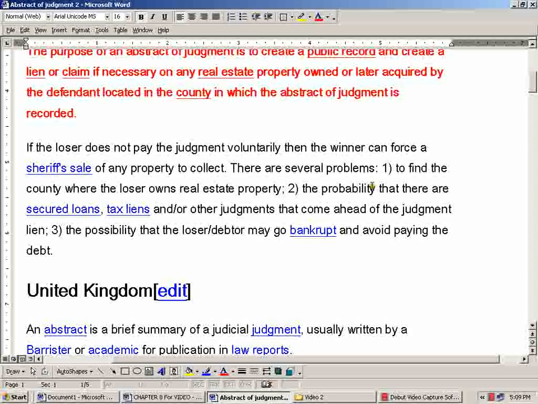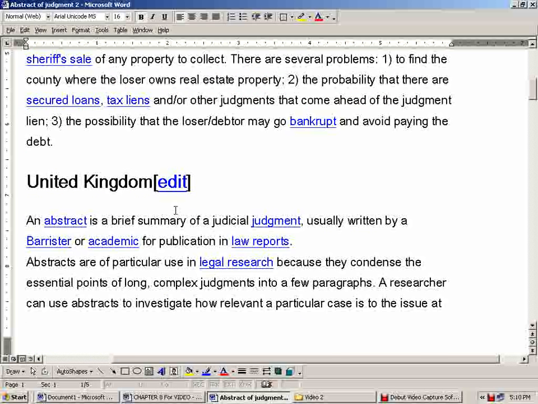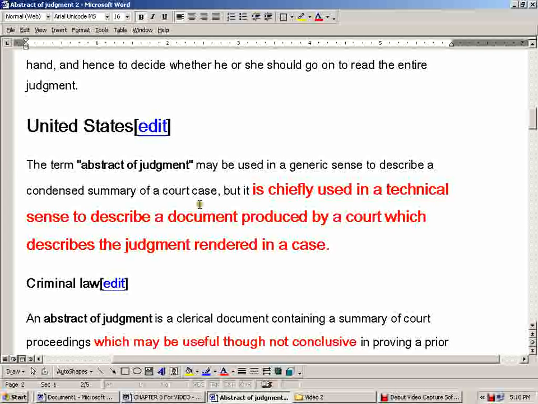Oh, the probability that there are secured loans, tax liens, or other judgments that come ahead of the judgment lien. Yeah, okay, it could be. The possibility that the loser debtor may go blah, blah, blah. But let's say there's a tax lien. Again, the tax is going to be for some minimal amount of money. Right? The amount of this claim is going to be for some minimal amount of money. If they swore to it.